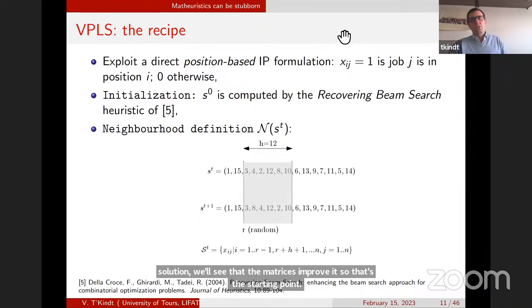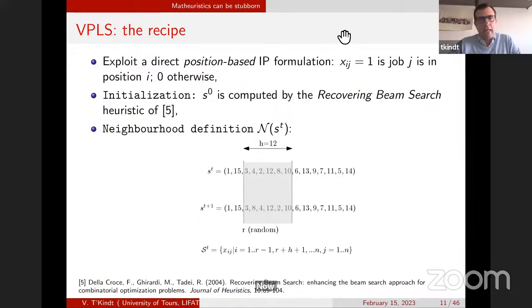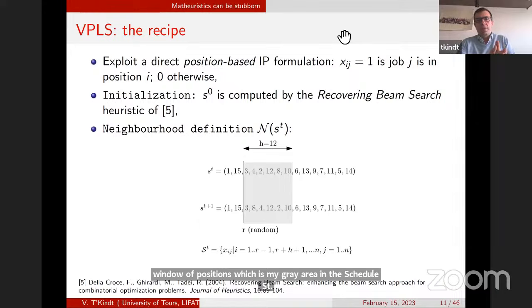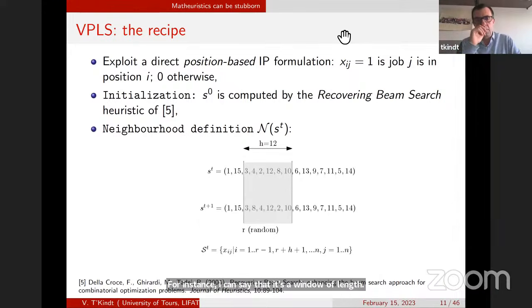Now, neighborhood definition. So I have a schedule, ST, as in my example here, and I will define a window of positions, which is my gray area in the schedule ST. For instance, I can say that it's a window of length H that starts at position R. And in the original paper, it was considered that H was equal to 12 and that R was picked at random. So you have a window of positions.